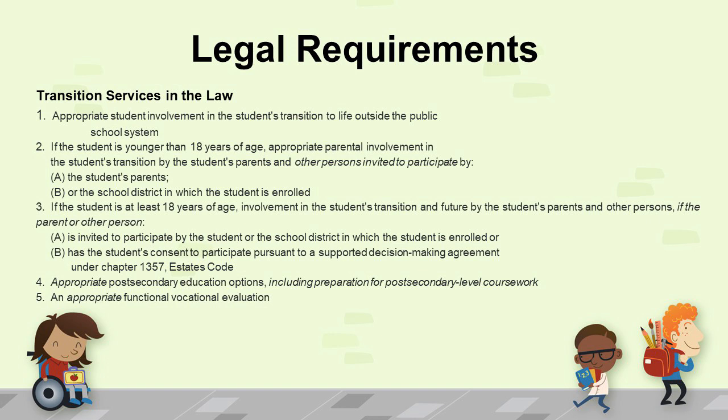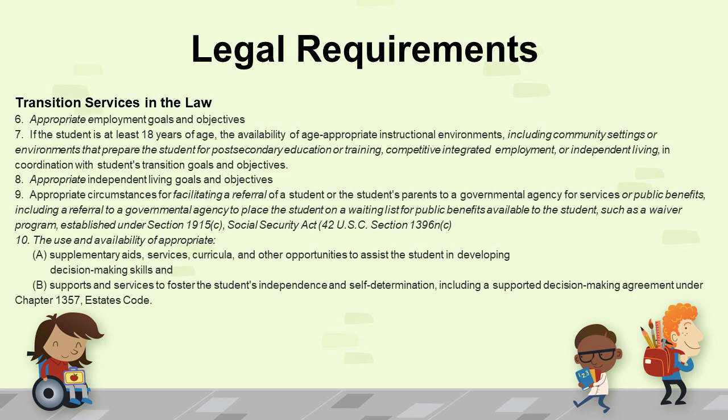Number 4, appropriate post-secondary education options, including preparation for post-secondary level coursework. Number 5, an appropriate functional vocational evaluation. Number 6, appropriate employment goals and objectives. Number 7, if the student is at least 18 years of age, the availability of age-appropriate instructional environments, including community settings or environments that prepare the student for post-secondary education or training, competitive integrated employment, or independent living in coordination with the student's transition goals and objectives.